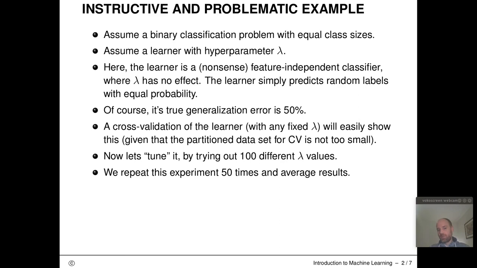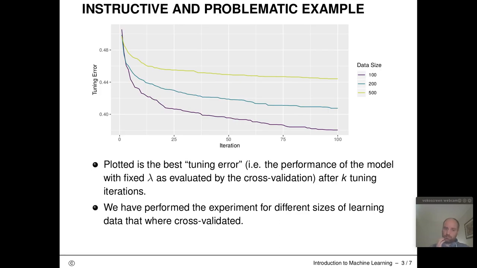But now what happens if we tune this algorithm? We tune it with 100 different lambda values, maybe through random search, and we repeat this experiment 50 times and then average the results. This is what happens then. What I've plotted here, on the x-axis, is the number of iterations of our random search algorithm, happily trying out different lambda configurations through cross-validation on our classification task, and always tabulating the best cross-validated performance score it has seen until then.